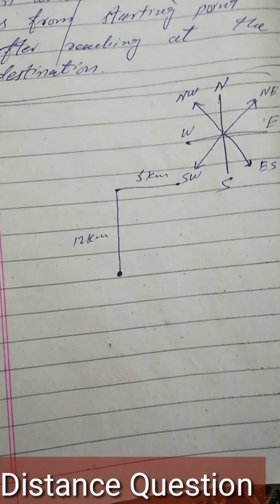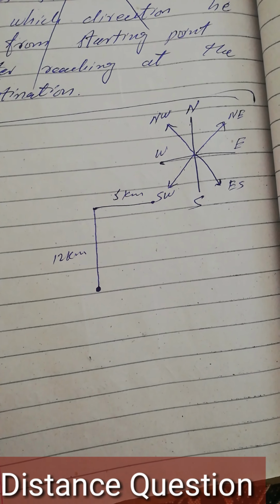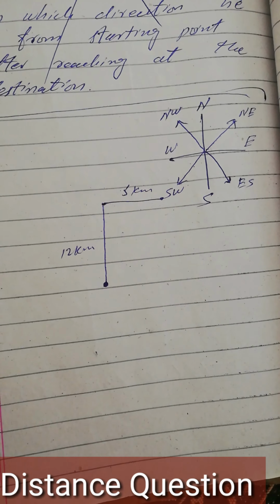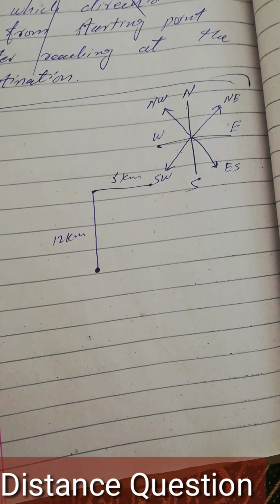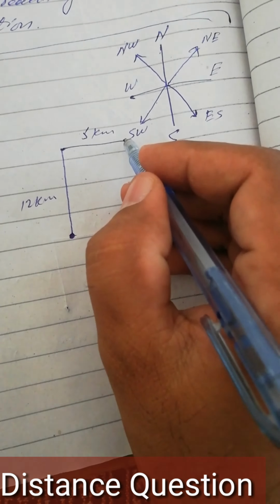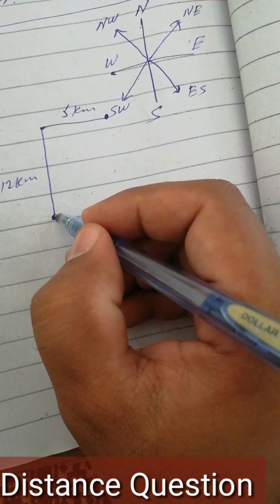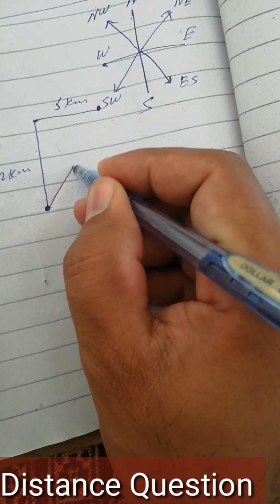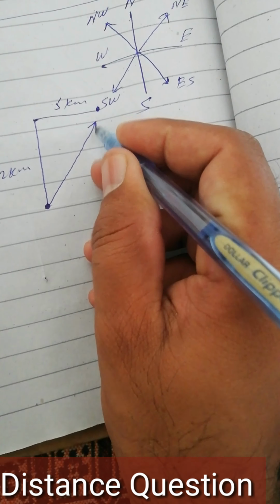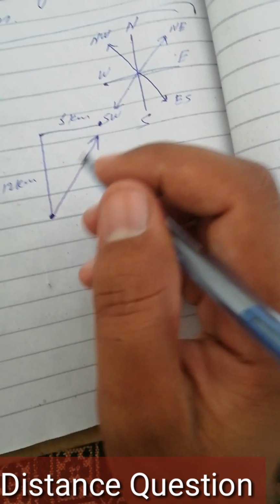In this question, we are asked to tell in which direction he is from the starting point after reaching the destination. So this is our starting point and this is his destination. So this is the direction in which he is from the starting point.